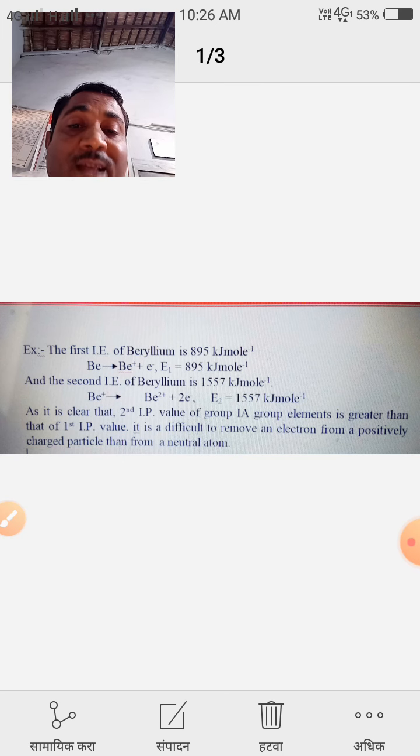As is clear, the second ionization potential value is greater than the first ionization potential value. It is difficult to remove an electron from a positively charged particle than from a neutral atom.